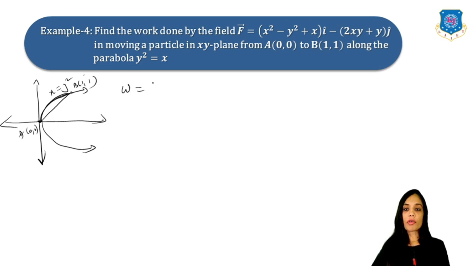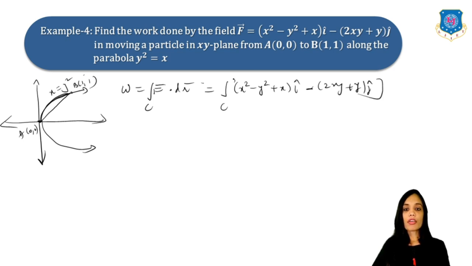So now work done formula is integration over C F bar dot dr bar. Now put the values of F bar and dr bar. So it is (x square minus y square plus x) i cap minus (2xy plus y) j cap, right? Dot dr bar. So it will be dx i cap plus dy j cap. Fine. Now you are given x is equals to y square. Therefore dx will be 2y dy.